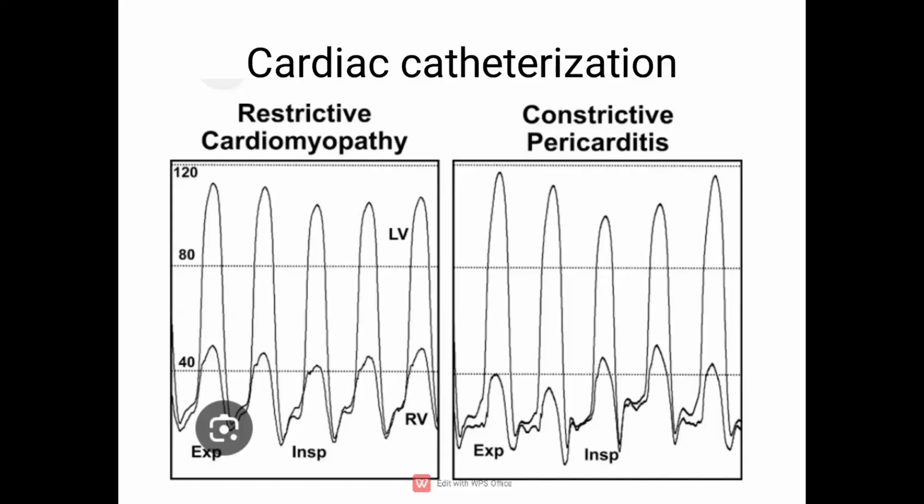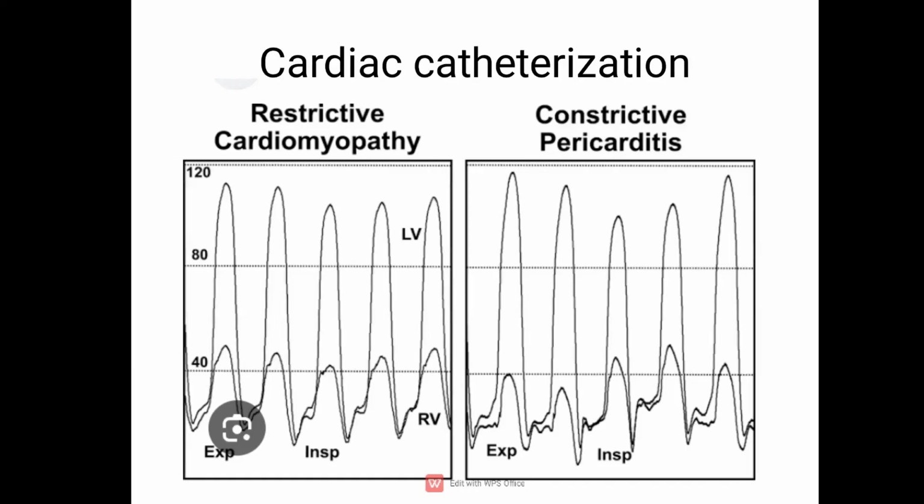But in inspiration, in restrictive cardiomyopathy, there is no drop in the left ventricular pressure. But when it comes to constrictive pericarditis, you have a drop in the left ventricular pressure. If you look at that tracing, the third one shows that there is a drop during inspiration, which is one of the differentiating factors for restrictive cardiomyopathy and constrictive pericarditis.